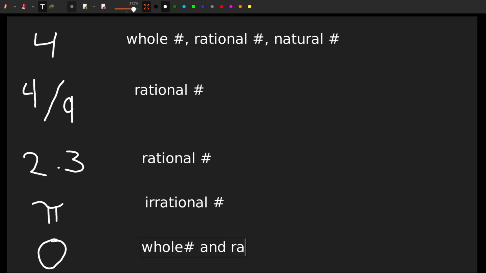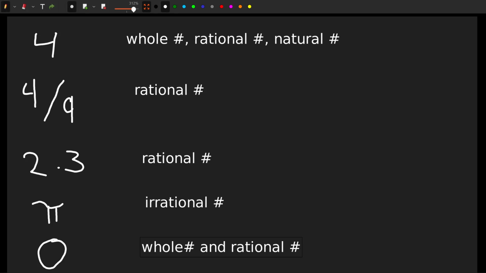a rational number. And so it's not irrational because 0 can be written as 0/1. And it's also not a natural number because we don't usually use it for counting. We don't say we want 0 things.